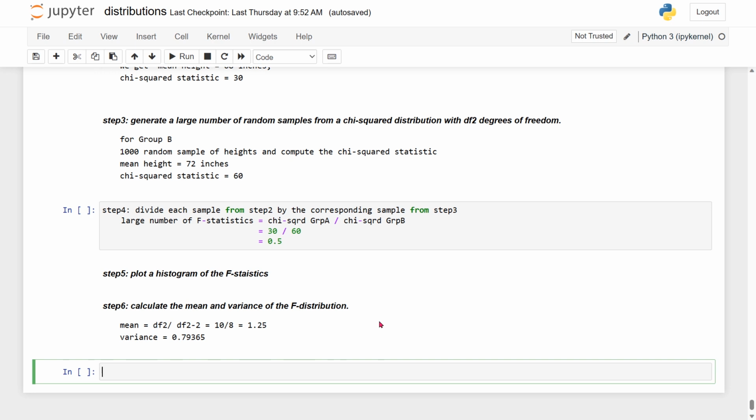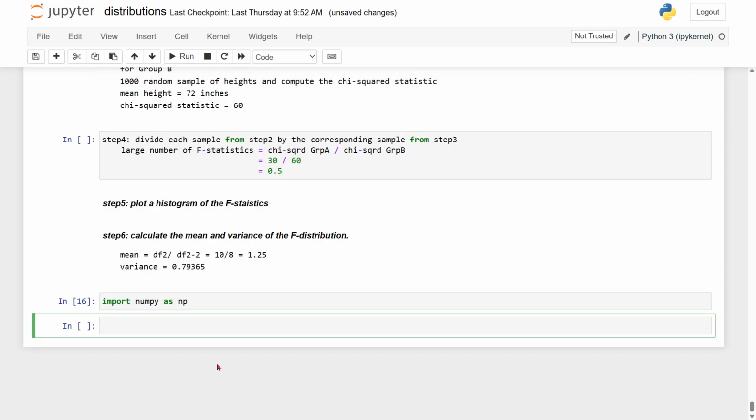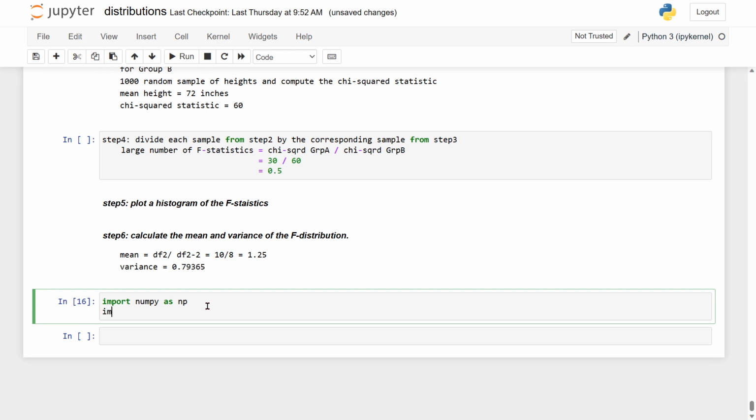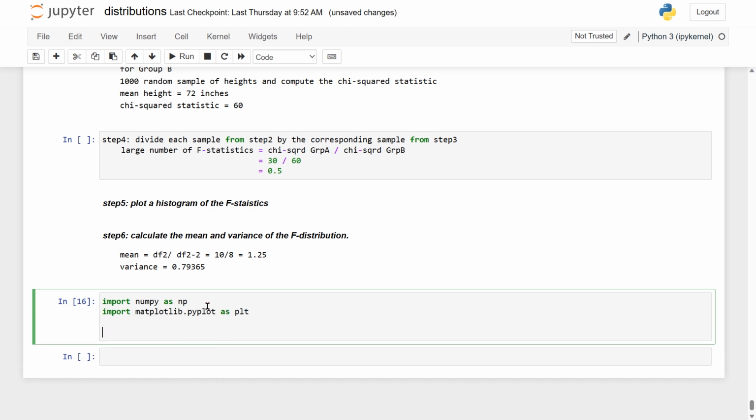So now let's do the same. Here we can't simulate everything by hand with 1,000 samples, so we'll use NumPy and PyPlot to simulate this. Let's do that. So import numpy as np. Then we also import matplotlib.pyplot as plt. So that's it.